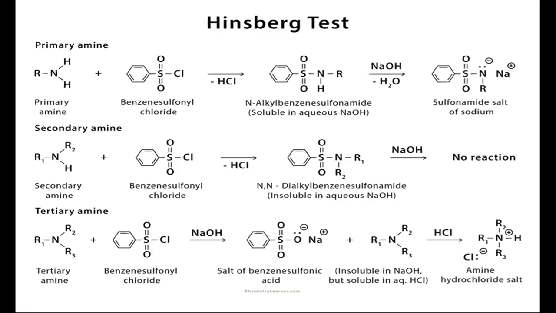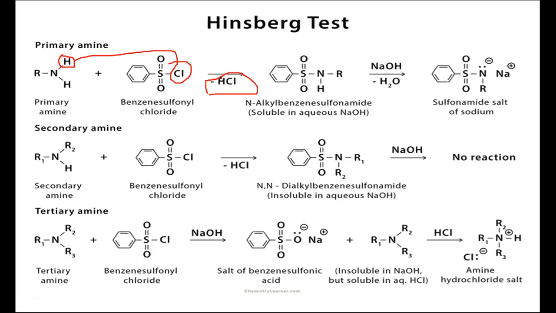See, if it is a primary amine, what happens? Nitrogen contains 2 hydrogens and 1 alkyl group. This is the Hinsberg reagent now. Benzene sulfonyl chloride is the compound, and when it is added, because there are 2 hydrogens, what happens here? The hydrogen from here and chlorine from here will be removed in the form of HCl. So what happens?